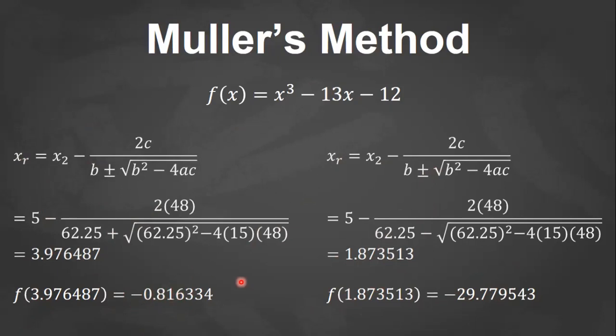Okay, mas duol man sa 0, di ba? Kumbaga, kini nga x sub r, mas duol siya sa root. Kaya ang function value, mas duol man sa 0. Okay, so that's why ang whether positive or negative, addition or subtraction, depende kung unsa ang sign ni B. Okay?